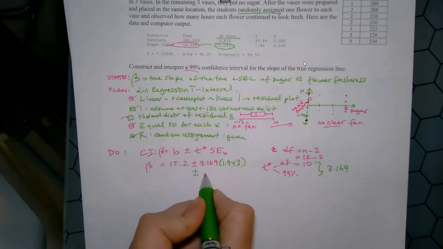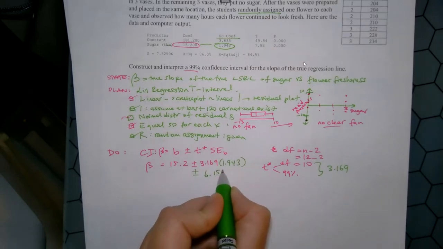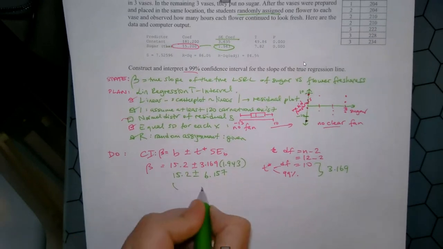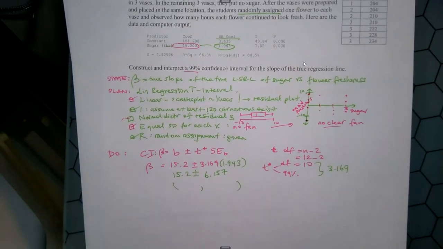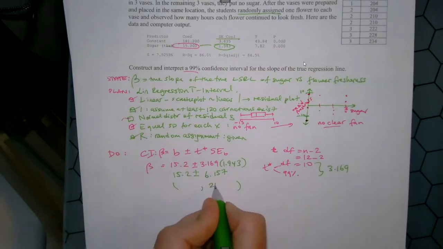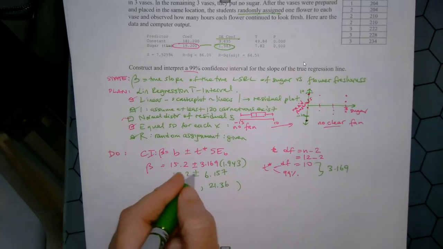So this is my margin of error, what I'm allowing myself to add and subtract from my point estimate. By the way, some of you do your confidence intervals really weird, not in the way that I have shown you how to do. So if you do the plus, it should go on the right side. I'm going to do 15.2 minus that.